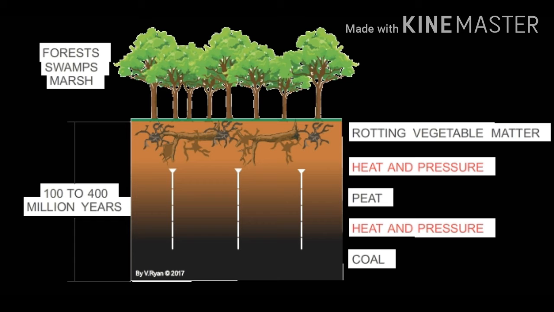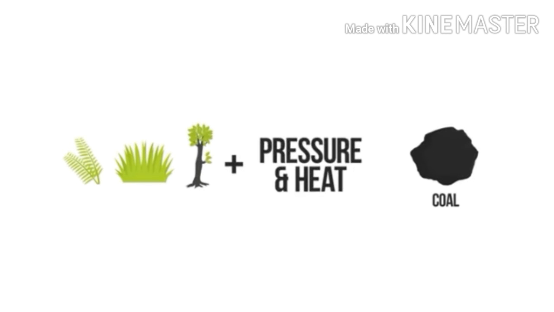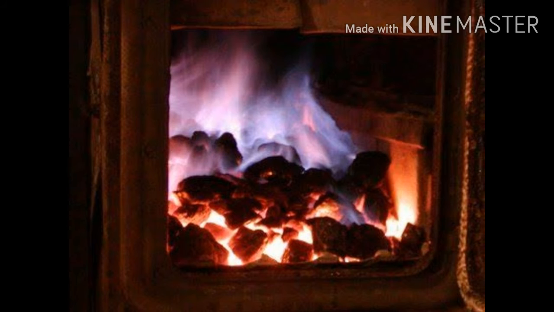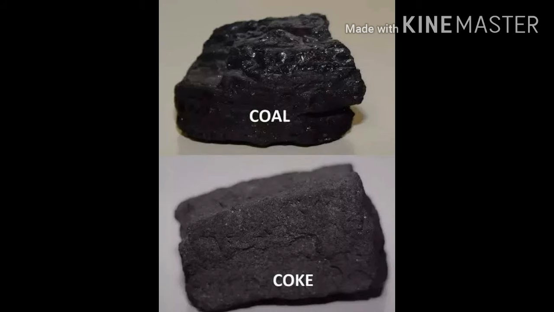As coal contains mainly carbon, the slow process of conversion of dead vegetation into coal is called carbonization. Since it was formed from the remains of vegetation, coal is also a fossil fuel. When heated in air, coal burns and produces mainly carbon dioxide gas. Coal is processed in industry to get some useful products such as coke, coal tar, and coal gas.